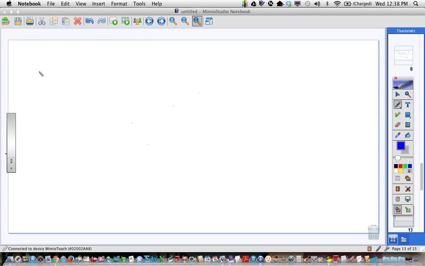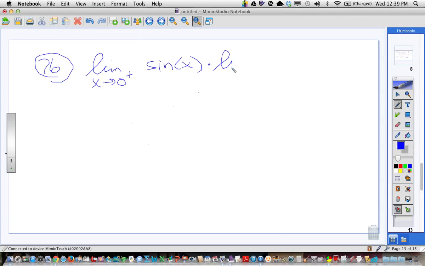Cal, what'd you have? 76. 76, and that was the limit as x approaches 0 from the right of sine of x times the natural log of sine of x. Okay, so as we approach 0 from the right, sine would be 0. So sine of 0 is 0. This one's 0.